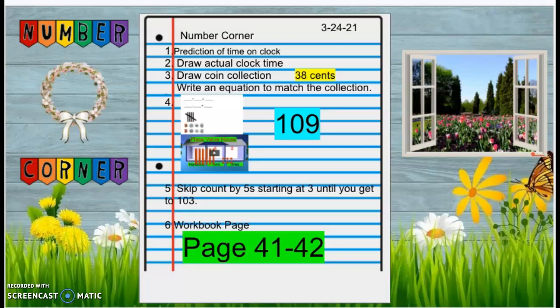Number 3, you are going to draw a coin collection for 38 cents. Write an equation to match the collection. Press pause if you need more time.